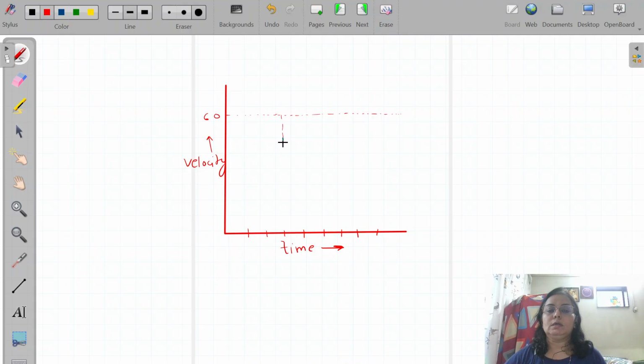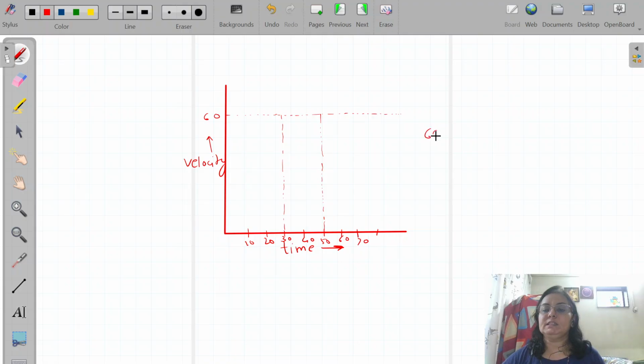Now, if I tell you this is 10, this is 20, this is 30, this is 40, this is 50, this is 60, 70 and so on. If I tell you, find out the distance covered by Anuj between 30 to 50 hours. So, how will you calculate this?